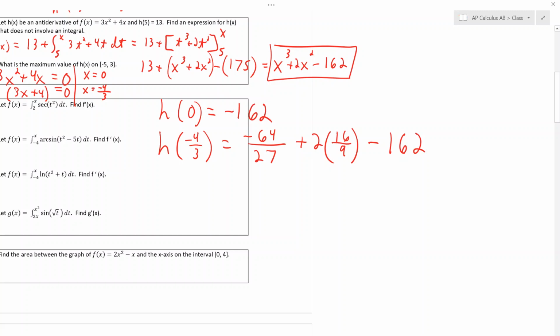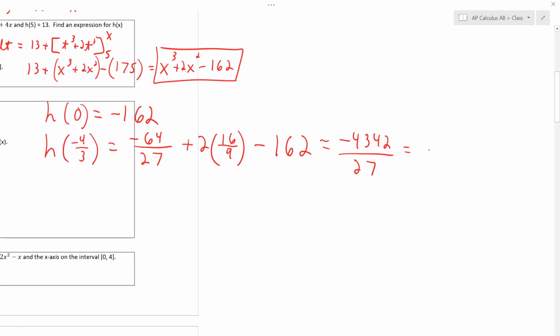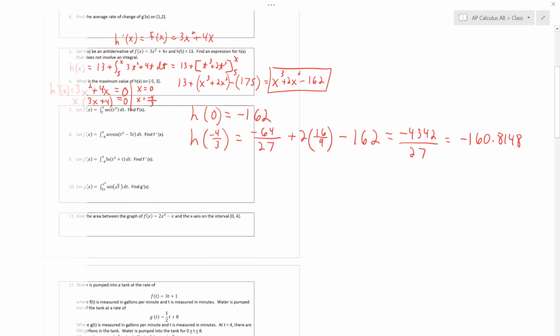This is when I was younger and I had more energy to do this stuff, you know? It's 32 divided by 9 minus 162, and I just did this in my head, even though you hear these calculator buttons. It happens to be negative 4,342 over 27, which is negative 160.8148. Okay? So, don't let the arithmetic here mess with you. The process is what's going on, okay? Found the critical values, we plug them in, we plug in the endpoints.